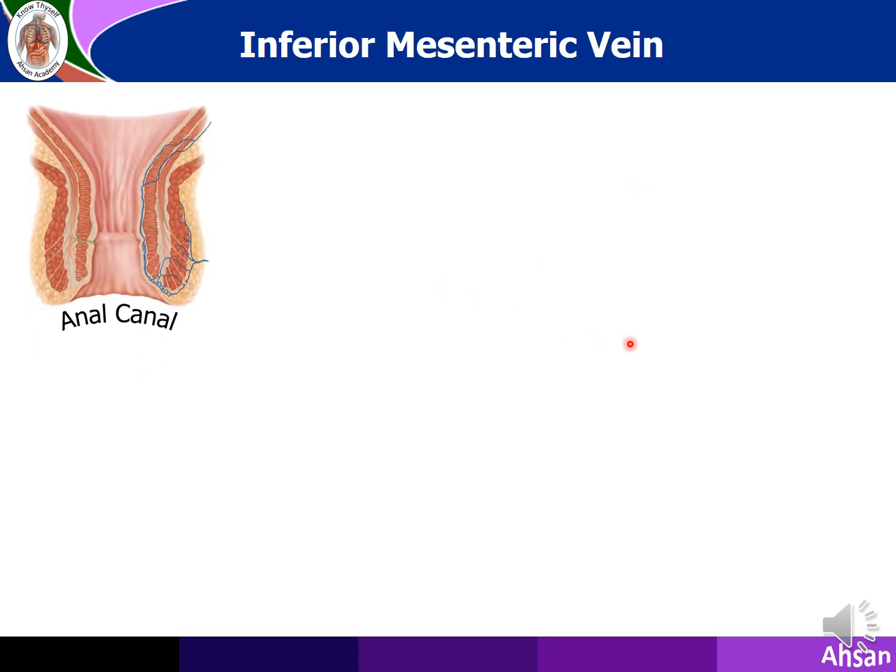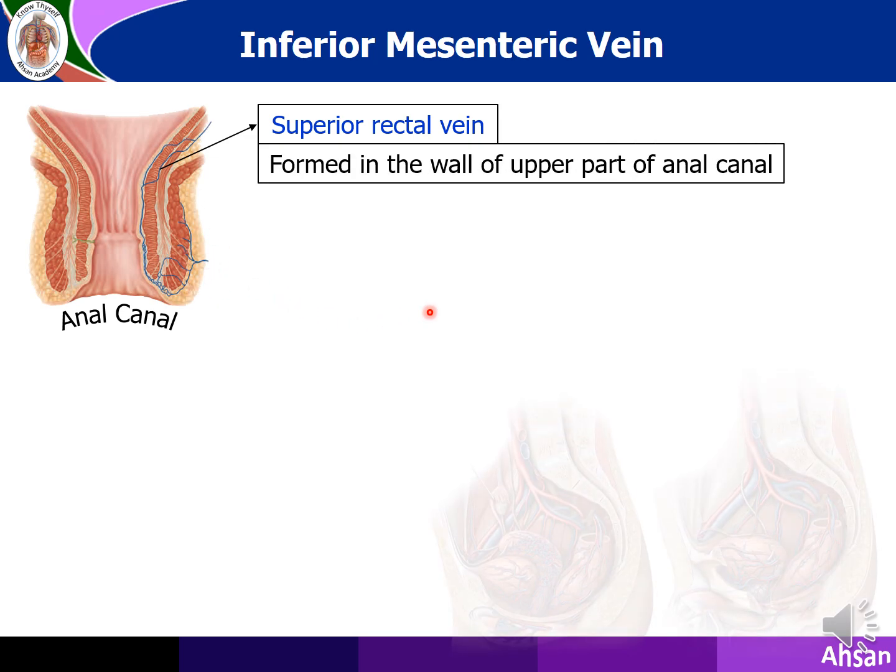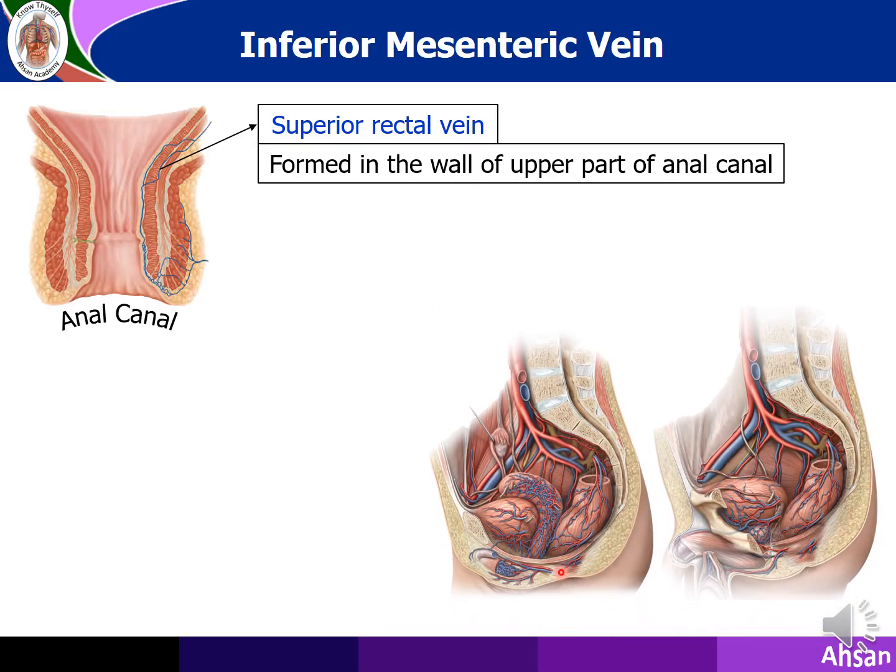Let us start from below. The inferior mesenteric vein comes from the pelvic cavity, draining the blood. Already we have understood that small veins are formed in the wall of the rectum and anal canal, and also outside the rectum and anal canal, forming the rectal venous plexus. All unite together to form the superior rectal vein. The superior rectal vein has communications with the middle as well as inferior rectal veins, and you can see this vein is combined together and going up.